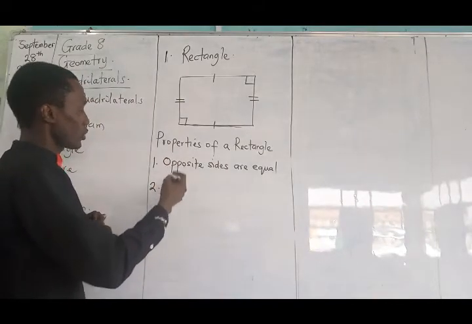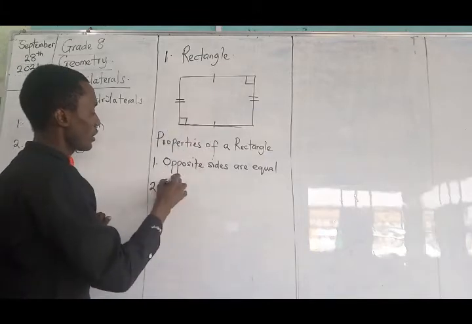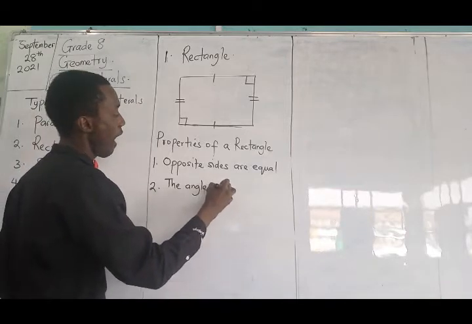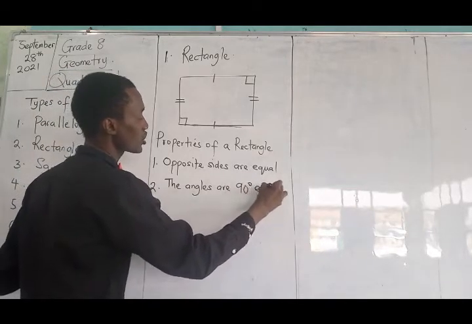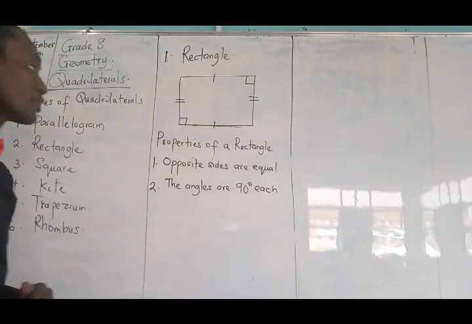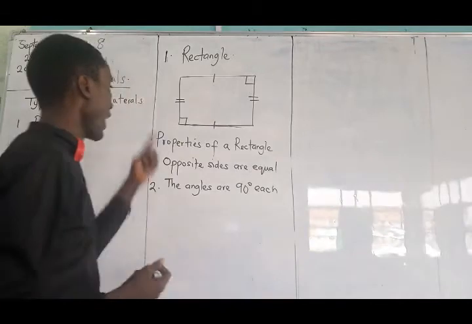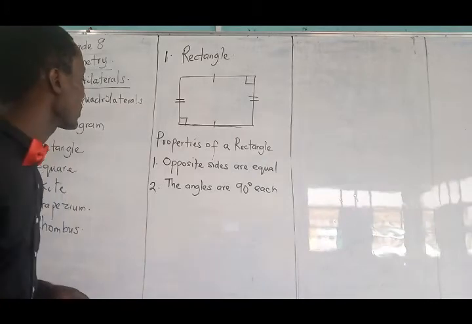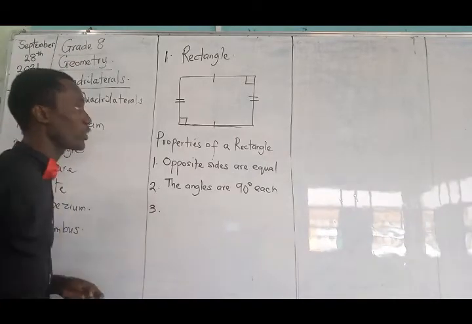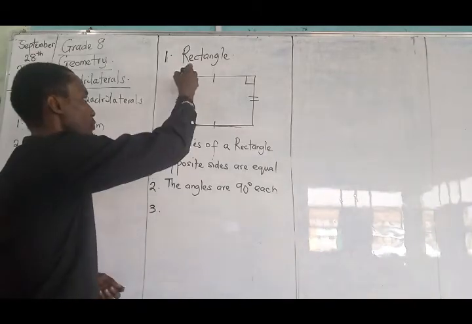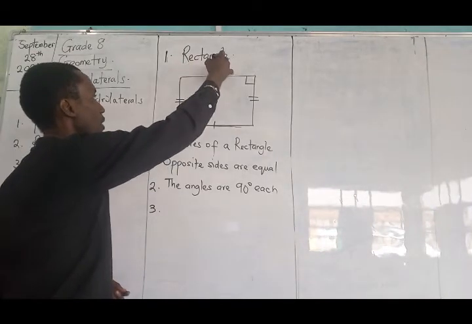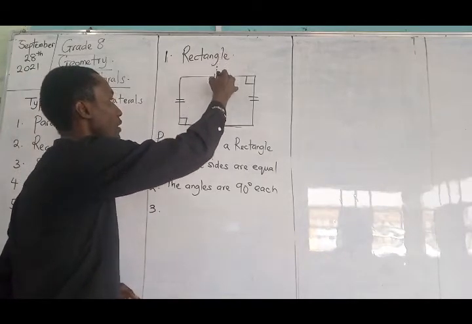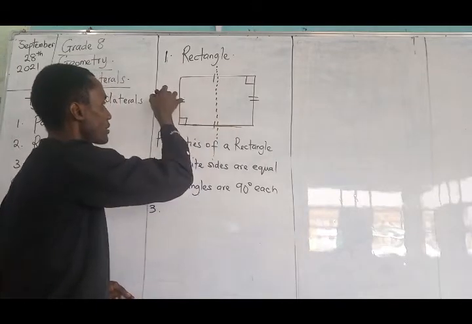Now, another interesting thing we should take note of here is that the angles are 90 degrees each. The angles are what? 90 degrees each. Notice that I'm trying not to write so much. The angles of a rectangle are each 90 degrees. Another important attribute we see from a rectangle is when we try to cut the rectangle. Now, we look at the concept of symmetry. Concept of what? Symmetry. This is one line of symmetry, and this is another line of symmetry.